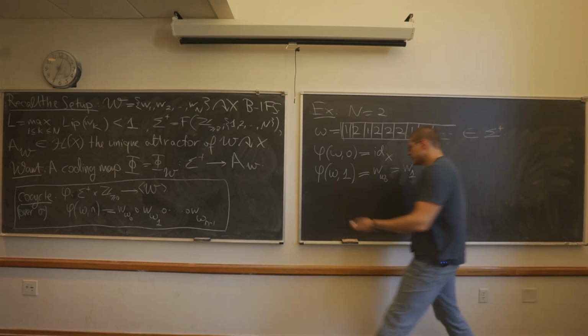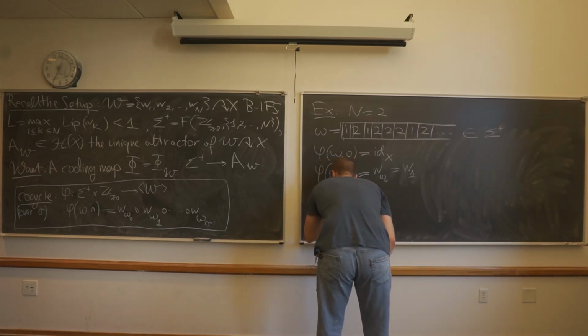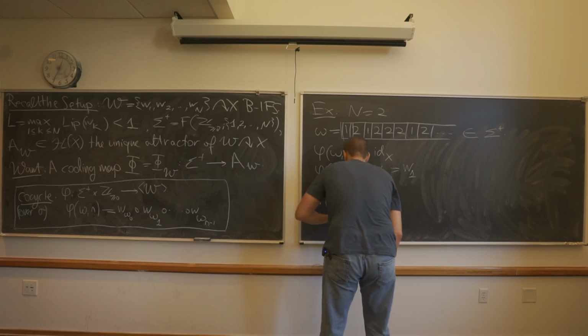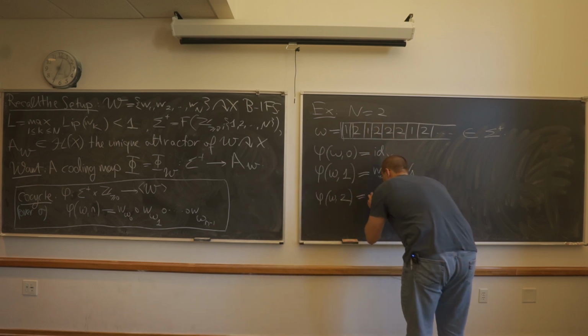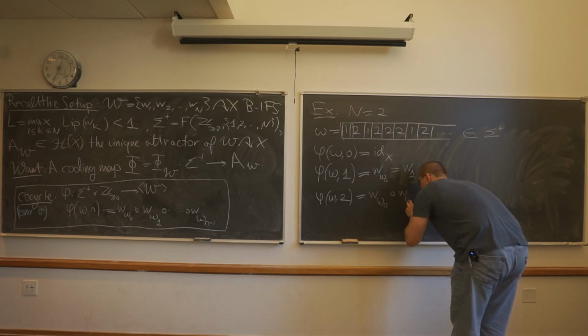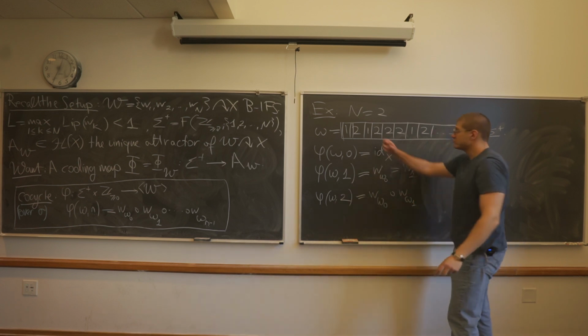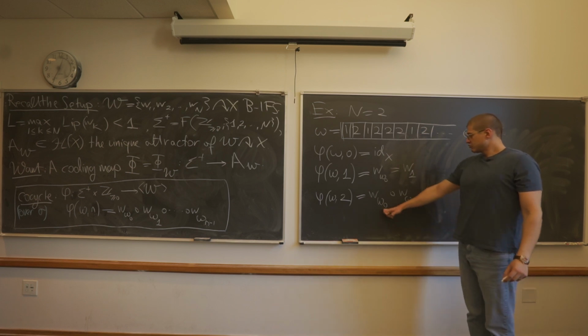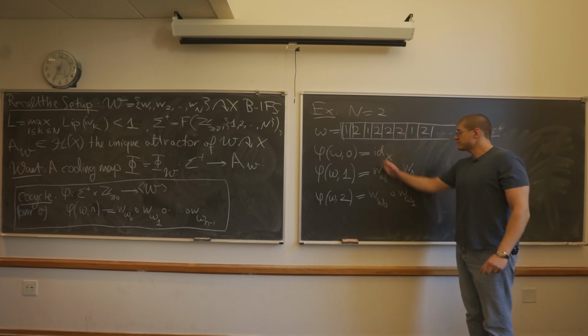Okay? So let's look at phi of omega comma 2. Again, by the same reasoning, now this is W sub omega 0 composed with W sub omega 1. Again, I look back into my sequence. So this is 1, this is 2.